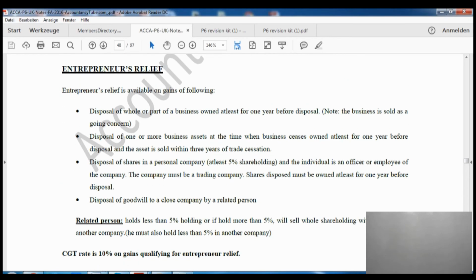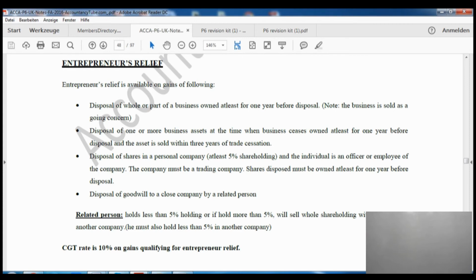Next thing is entrepreneur relief. And now we know that we have to pay tax at the rate of 10% if our asset qualifies for entrepreneur relief. We have to pay tax at the reduced rate of 10%. All right, so what does it say? Entrepreneur relief will be available on the gains of the following: disposal of whole or part of a business owned for at least 1 year before disposal. Now, before we move to read these conditions, could you please tell me what is the meaning of entrepreneurship? We know it simply means doing a business. So when you are doing a business and you sell your business, then you can claim the relief. So that's what it says.